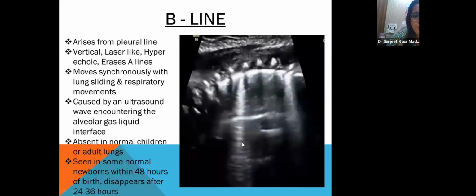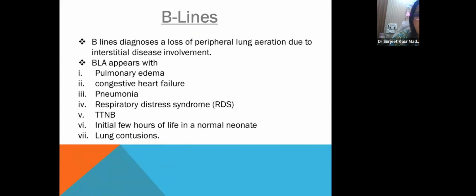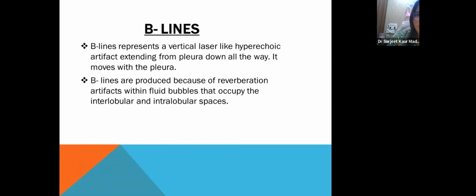B lines start disappearing. One more thing you have to remember is that these B lines synchronize with the lung sliding. When the lung pleura is sliding, the B lines also move with that. They synchronize with the respiratory movements. If there are a lot of B lines, then they are seen in RDS, pulmonary edema, congestive heart failure, pneumonias, TTNB, and when there is lung contusion.